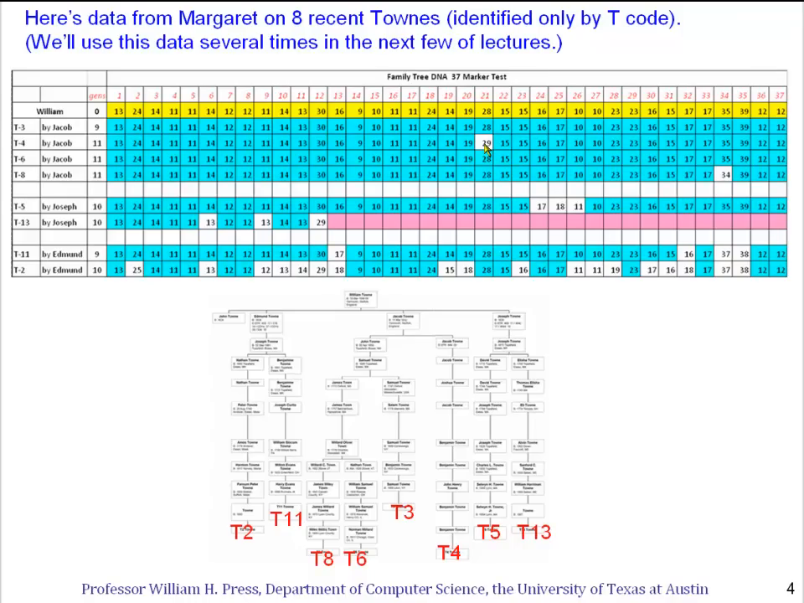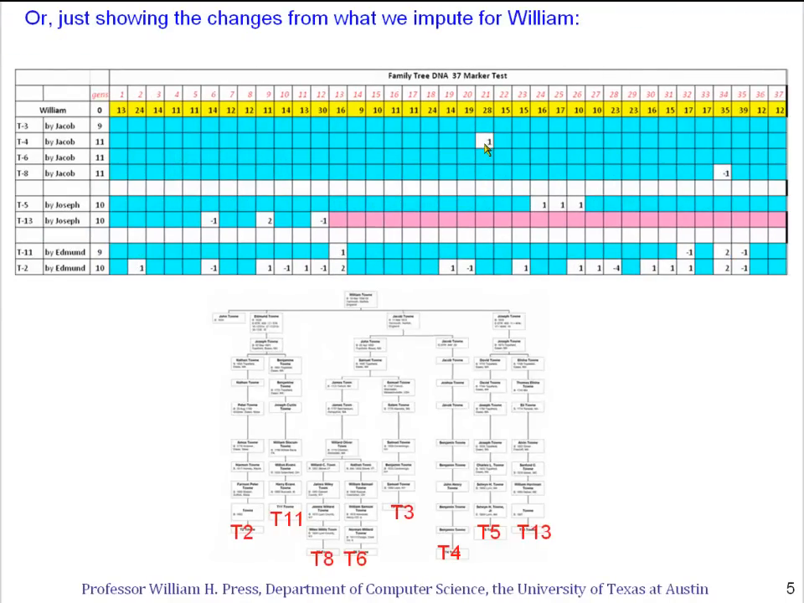This is probably easier if instead of writing the actual lengths of the repeats, which are not relevant, we here just show the differences from William. So the white squares are the same white squares as before, but now we show how much they differ. And in almost all cases, they differ by either +1 or -1. That is, there was either an event that added a repeat or an event that subtracted a repeat.